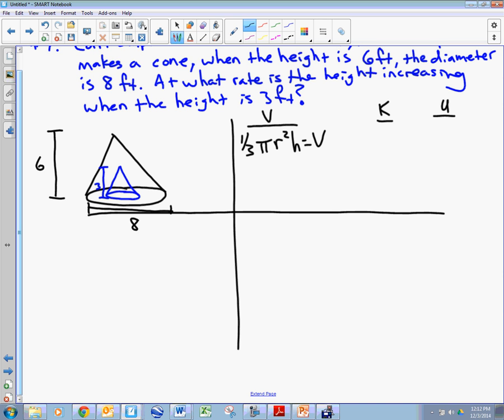Volume is equal to 1/3 pi r squared h. Yes, there's a sheet at the back of your notes that tells you some of those formulas.